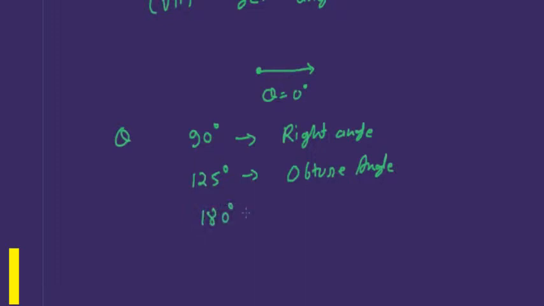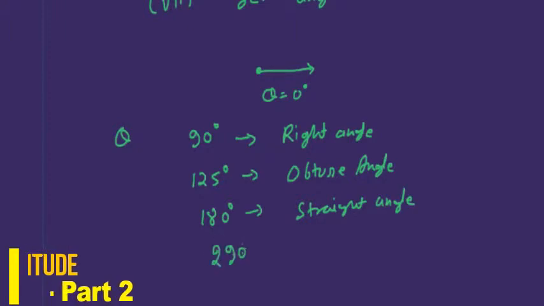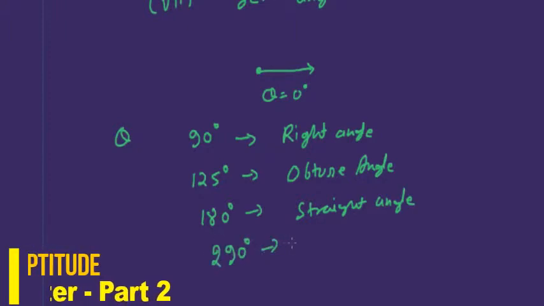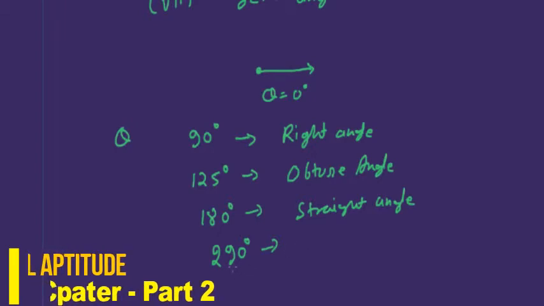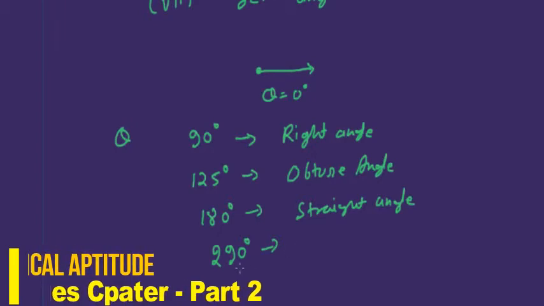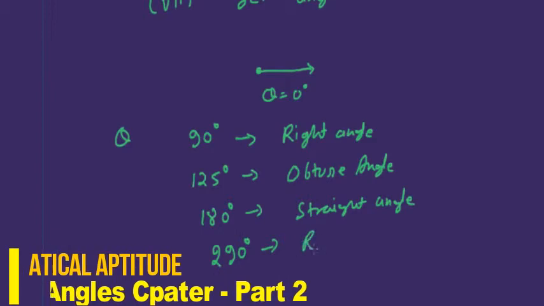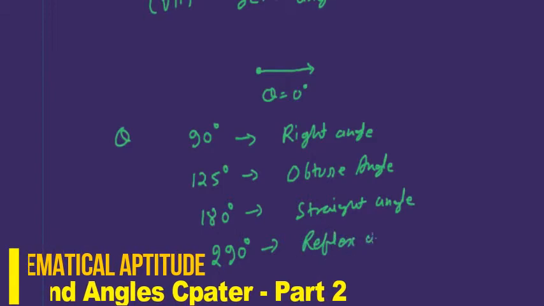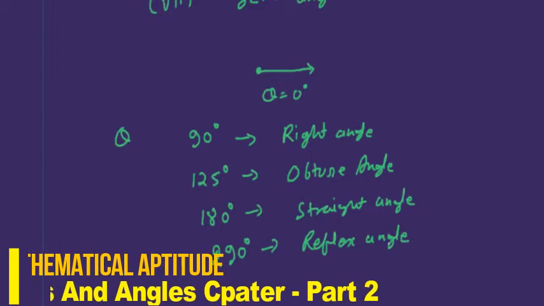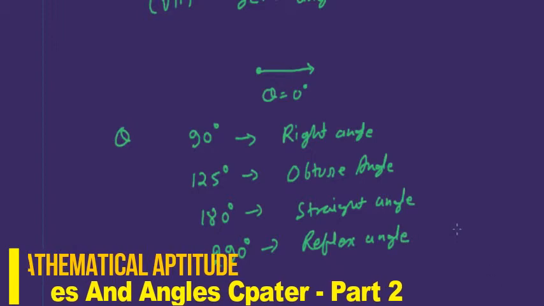Now 180 degree, as we know that the measure of the straight angle is 180 degree, so 180 degree is our straight angle. If you ask, let's say, 290 degree, what is it? It is a reflex angle because its measure is greater than 180 degree but less than 360 degrees. So in this way we can solve some problems.